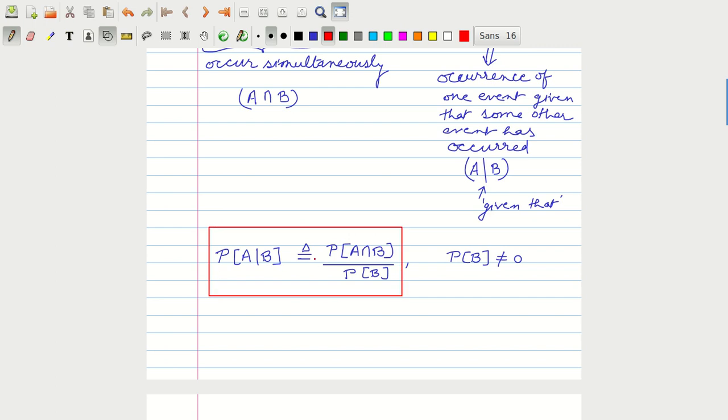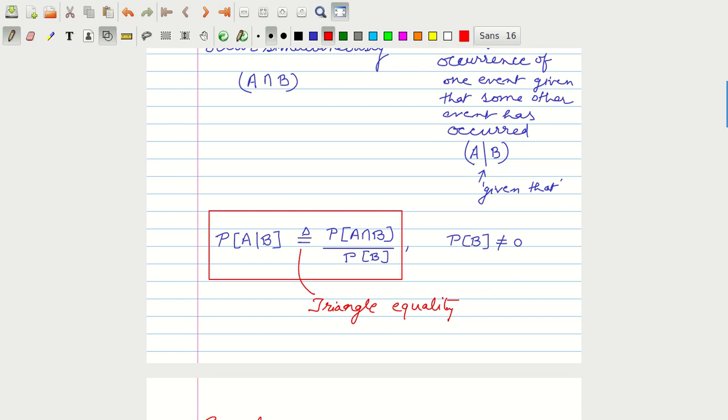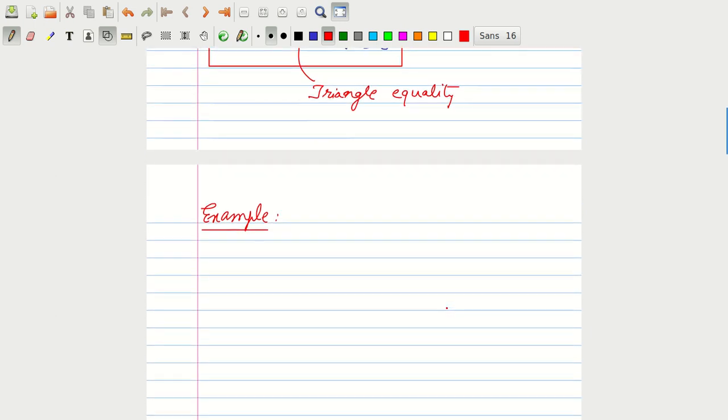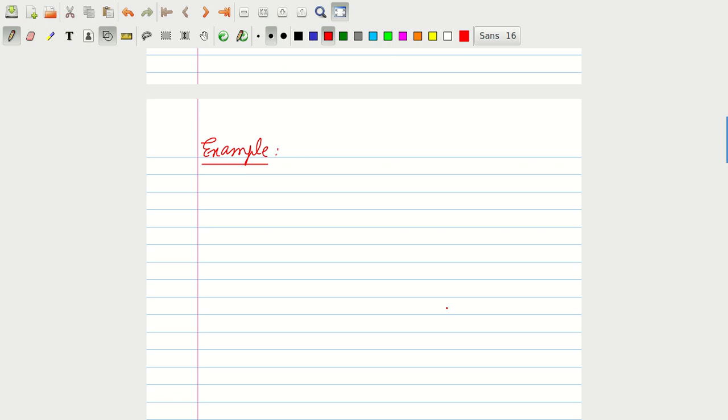This symbol that we have used here is the triangle equality, and it is used whenever a mathematical expression is defined. Let us now take an example to clearly understand the notions of joint and conditional events and the corresponding probabilities.